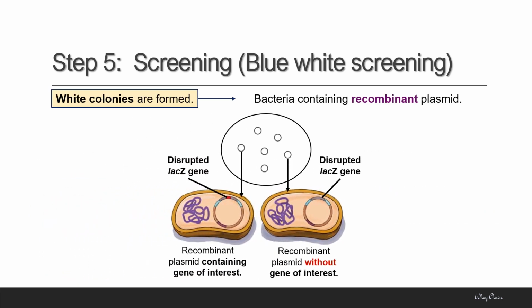So at the end of the gene cloning, scientists will focus on white colonies because white colonies have bacteria containing recombinant plasmid. But always remember, the recombinant plasmid may contain the gene of interest or not. So how do we differentiate the white colonies with the gene of interest, which are our target colonies?